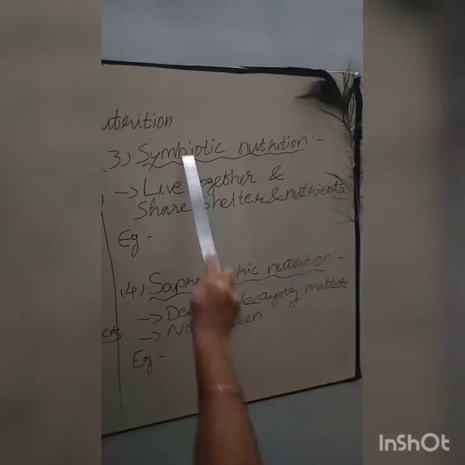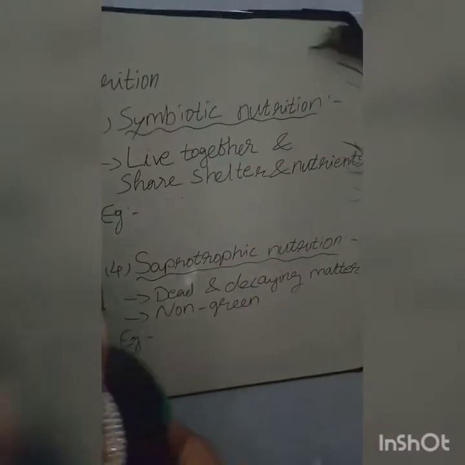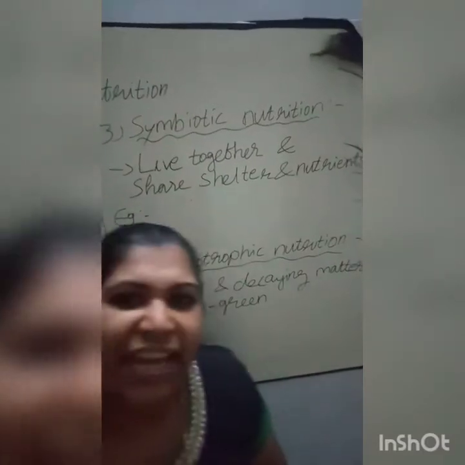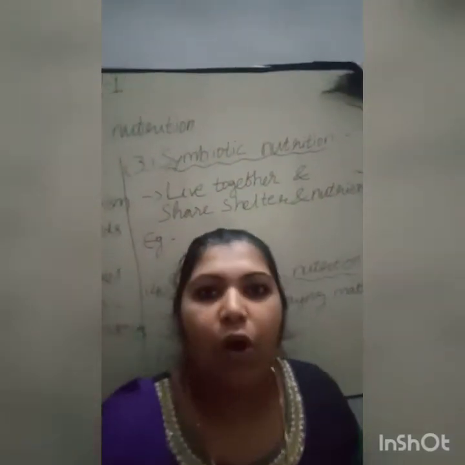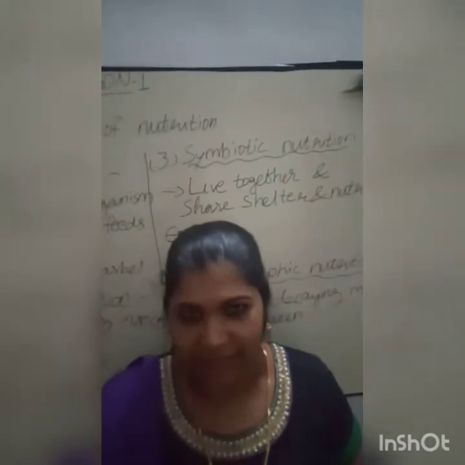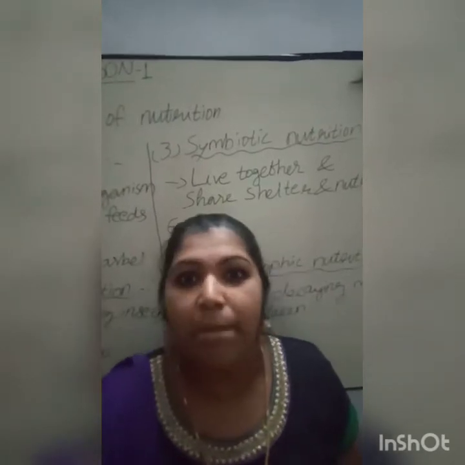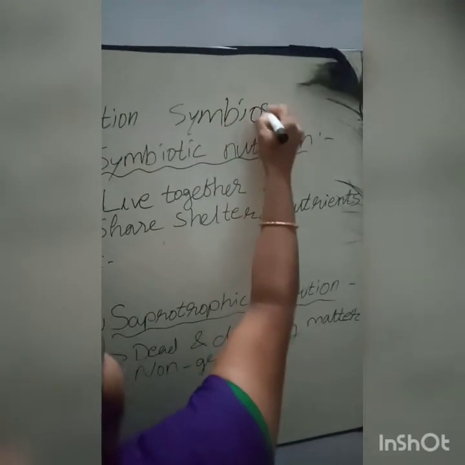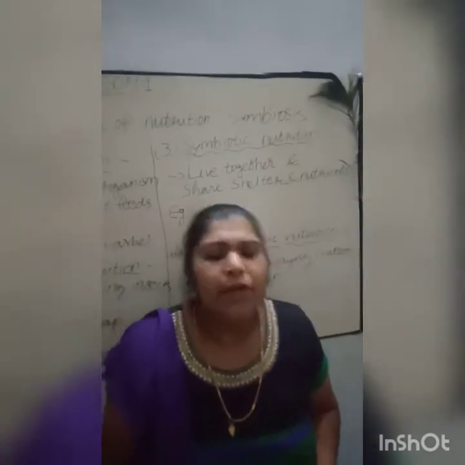Then the third one is symbiotic mode of nutrition. Here organisms live together and share shelter and nutrients. This type of relationship is known as symbiosis, and the nutrition is called symbiotic nutrition.